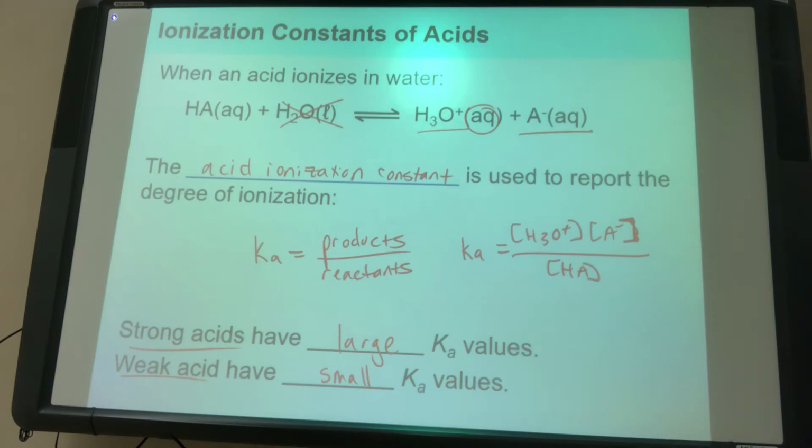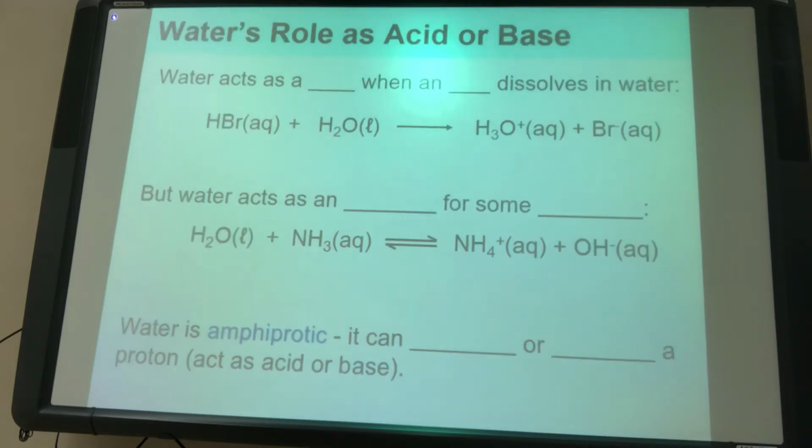Now we're going to talk about Ka a lot more in this chapter, but I wanted to introduce it to you here. Now let's talk about water. You see how everything's in water because it's an acid and I've got water everywhere. So let's talk about water's role specifically.